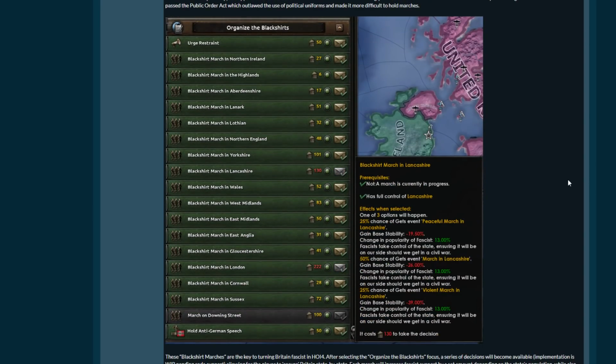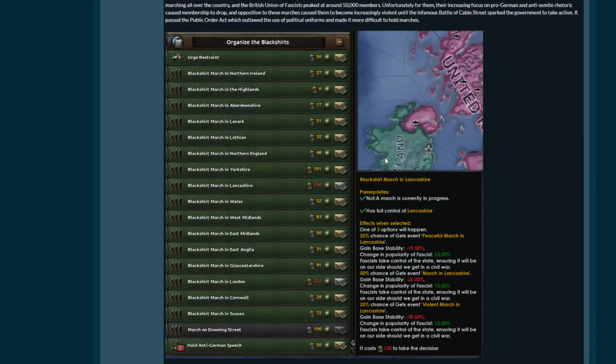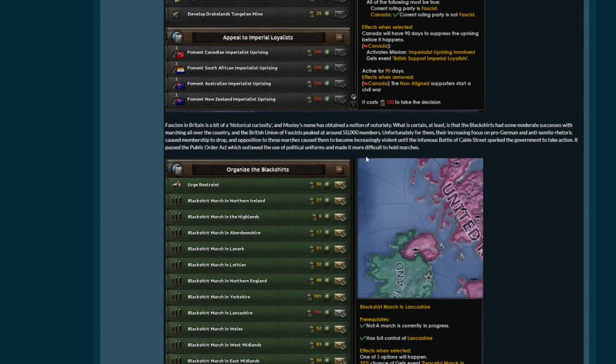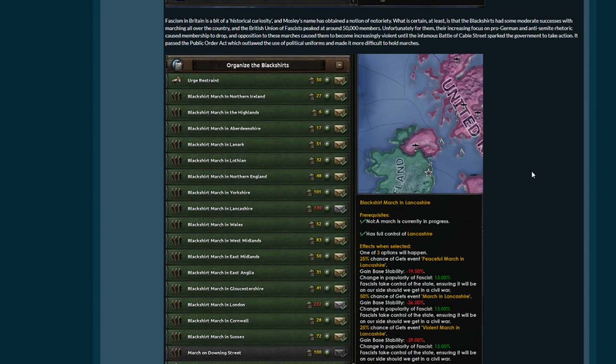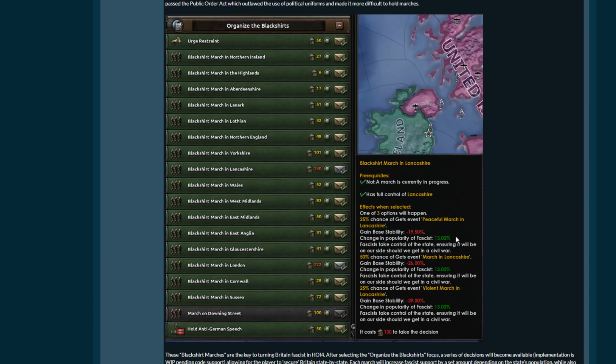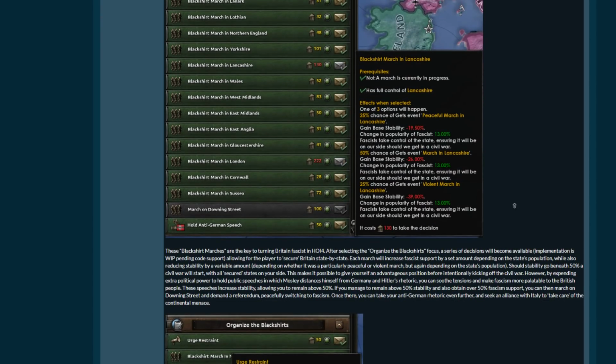This is the fascist route. In this case, you do marches throughout the UK, spending political power, and it has the impact of losing stability. They've described this as a balancing act between keeping stability above 50% and increasing fascism. If you let your stability drop too low, obviously you get the consequences of low stability, but you also want to keep your fascism going up. So ideally you want to get above 50% fascism and above 50% stability, and then eventually you can hold the referendum and march on Downing Street, which is kind of cool. I like that.